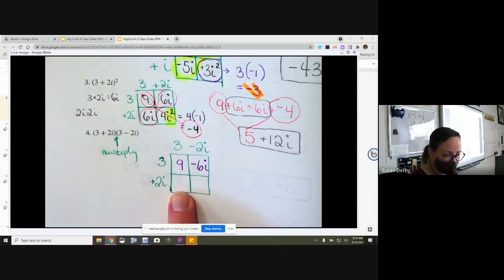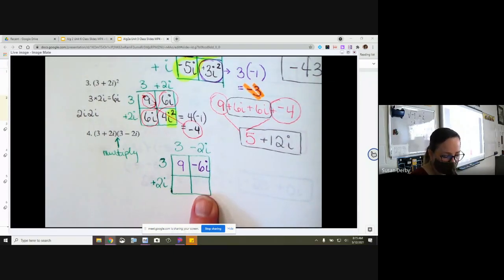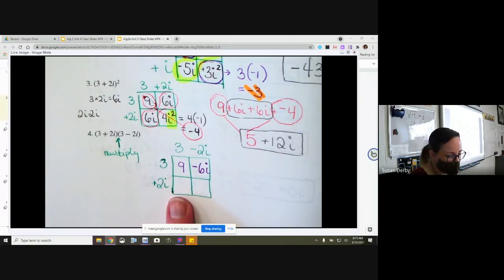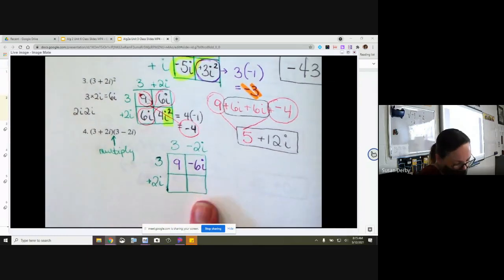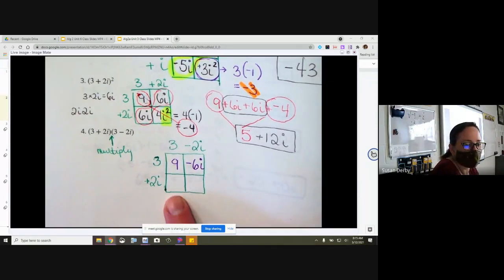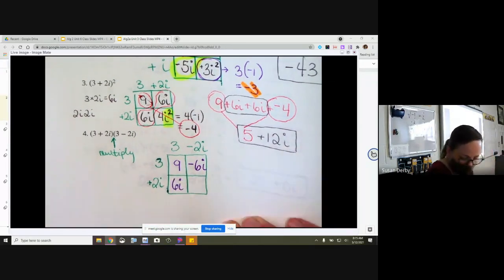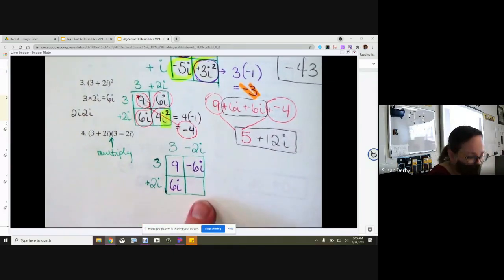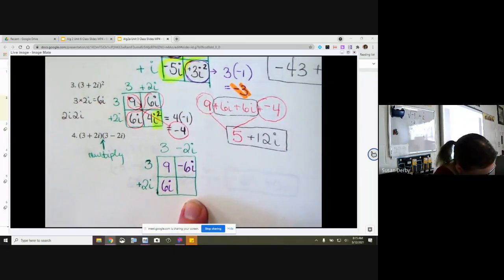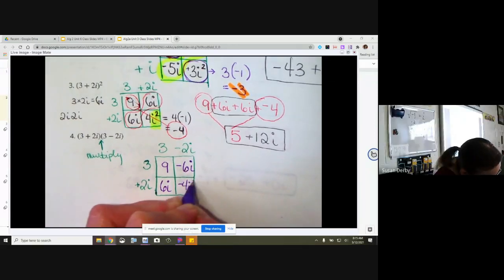Morgan, I'm going to ask you about this bottom left box, and then Miranda right after, taking care of that one right next door, the bottom right box. So Morgan on the bottom left, Miranda bottom right. Morgan, what are you getting here with the bottom left box? 6i. Nice. 6i. Good thing going on there. Miranda, how about this last one? -4i squared. Very nice. Yep, you got it.